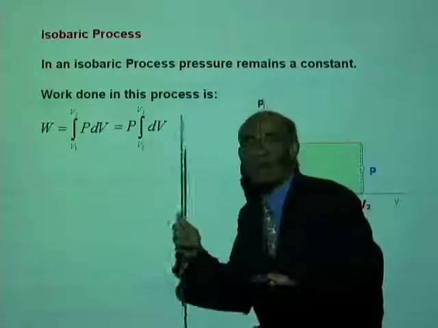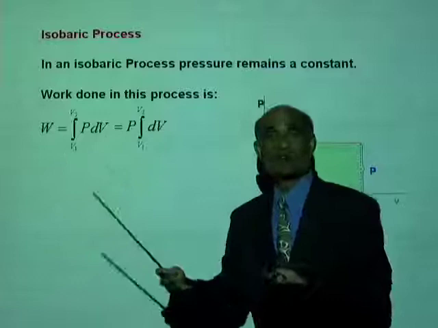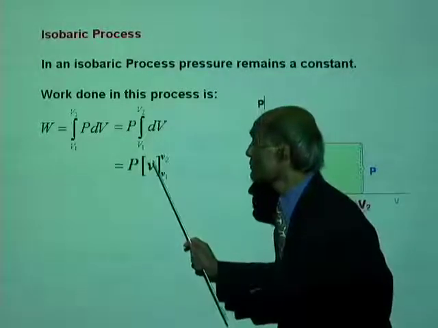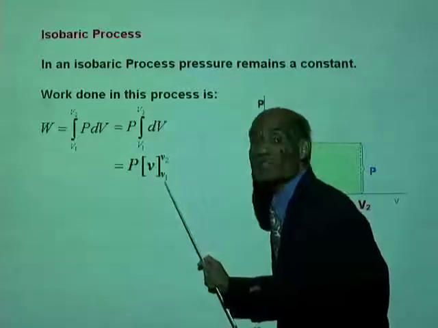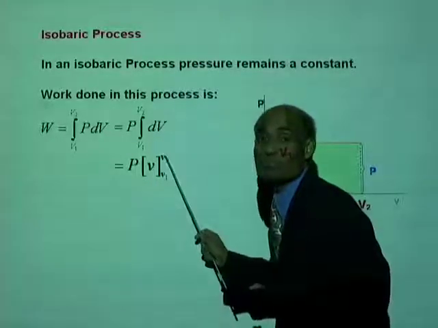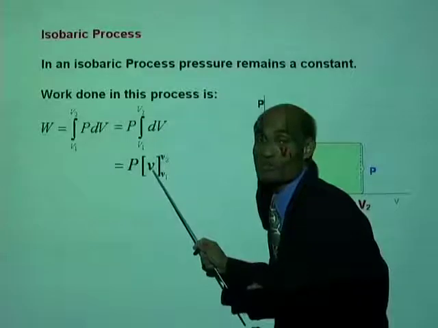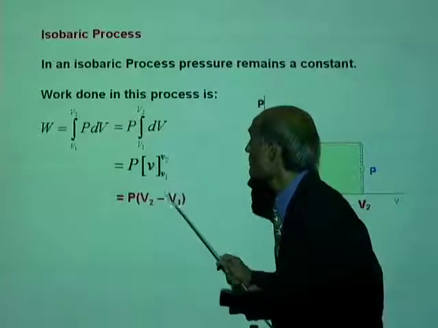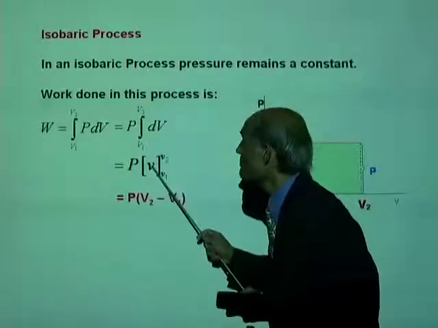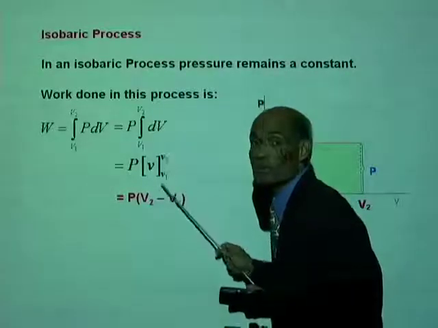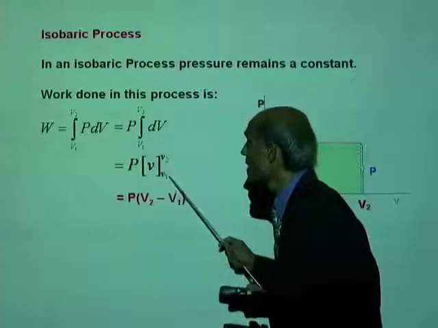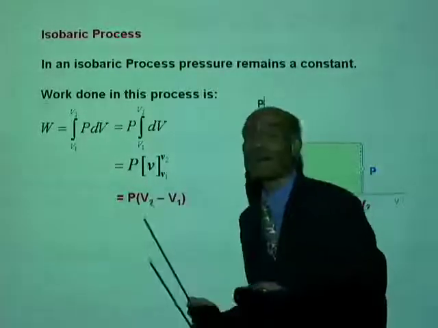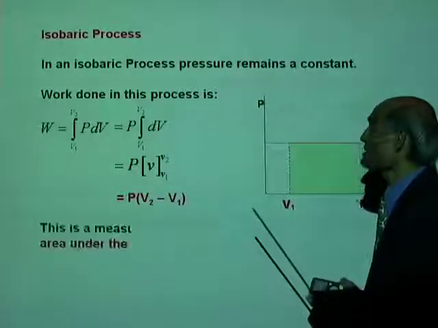What is integral of dV? Integral of dV is V. So that will be P times V. Lower limit is V1, the upper limit is V2. And you know how to do these kind of things. It will be P times V2 minus V1. Replace V by the upper limit minus replace V by the lower limit. You can see work done is P times V2 minus V1.